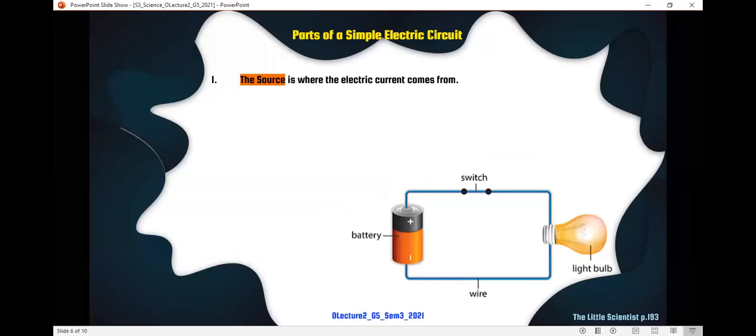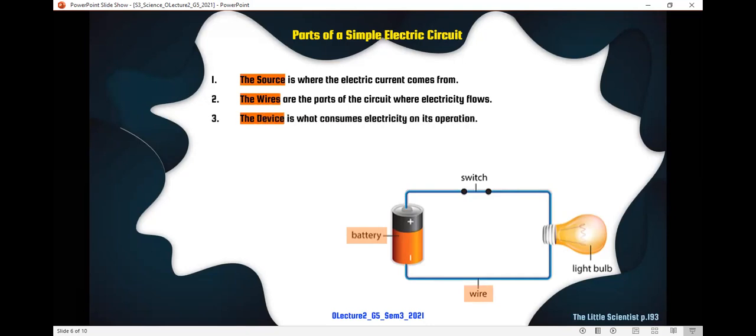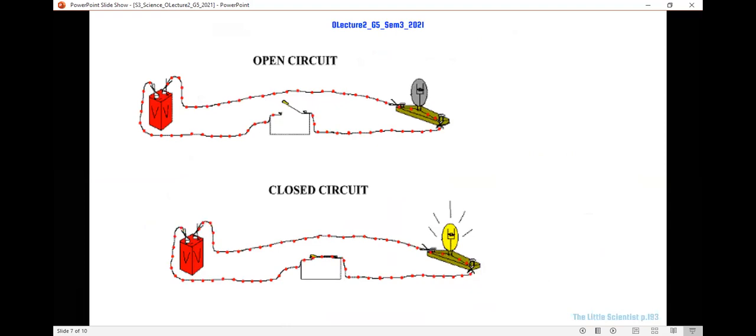To build an electric circuit, you can do it at home. If you have the material, you will get bonus points. You will need a source of electricity, which is the battery. You will also need wires to connect the things together. You will need a device, in this case the light bulb. And sometimes we add a switch that controls the flow of the electric current, the electric current that is moving inside the circuit. You can turn it on and off.